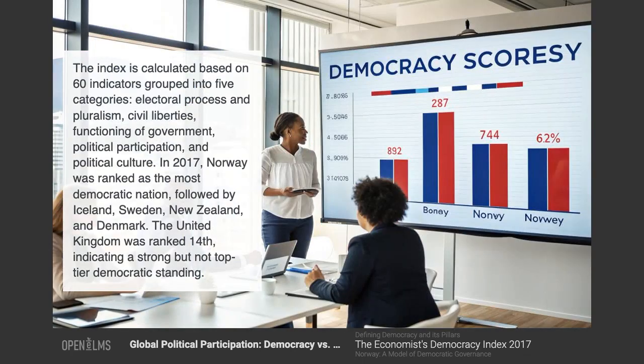The index is calculated based on 60 indicators grouped into 5 categories: electoral process and pluralism, civil liberties, functioning of government, political participation, and political culture. In 2017, Norway was ranked as the most democratic nation, followed by Iceland, Sweden, New Zealand, and Denmark. The United Kingdom was ranked 14th, indicating a strong but not top-tier democratic standing.